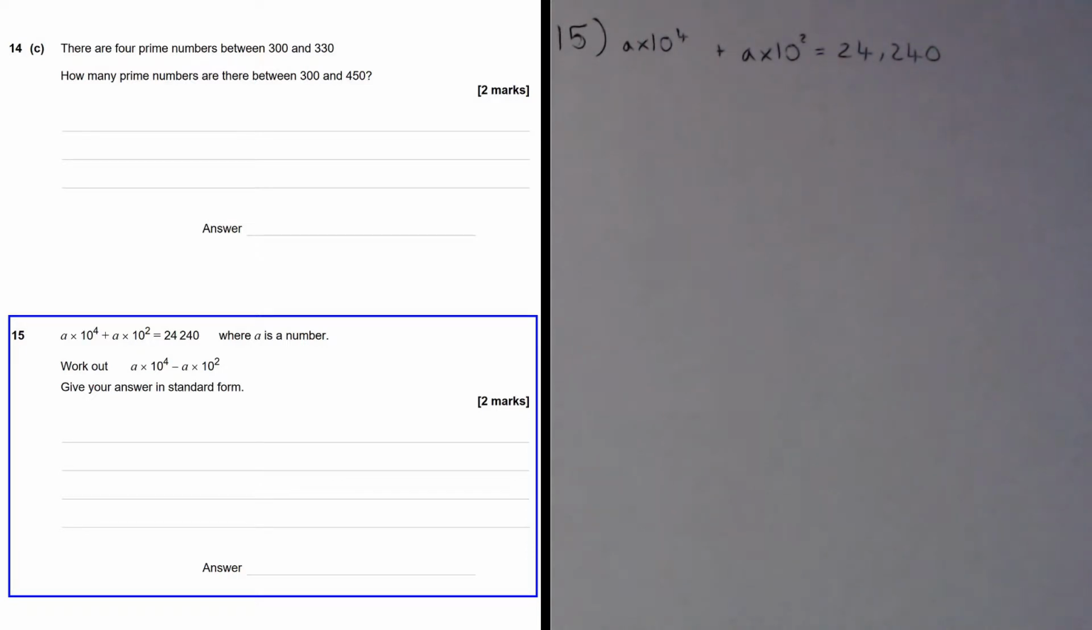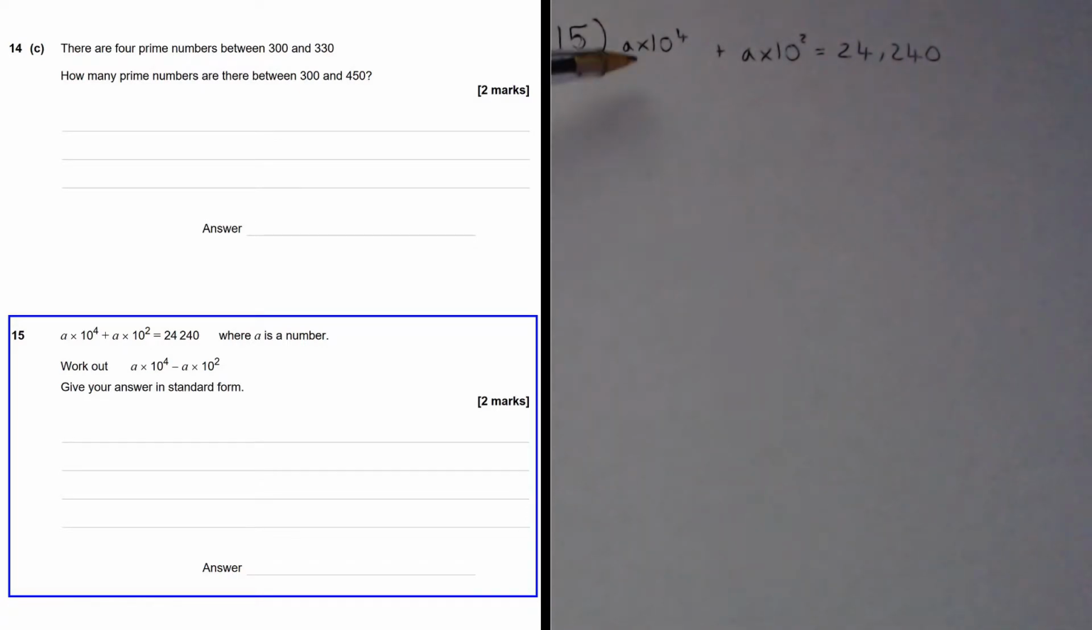Now I think this is a really tricky question. One way of doing it would be to solve this for a, and then to go back and put that into the expression. But the problem is, this is only a 2-mark question, and that would take quite a lot of time, and you would need to be quite good with your division. Instead, we're going to approach it in a different way.